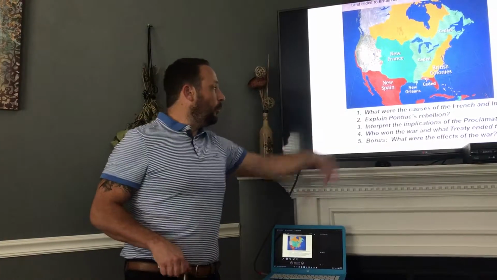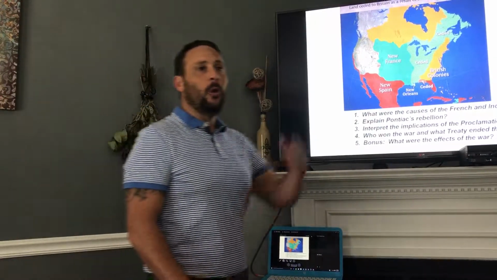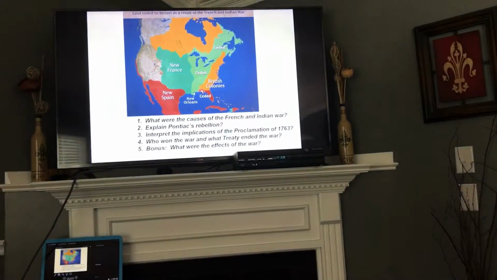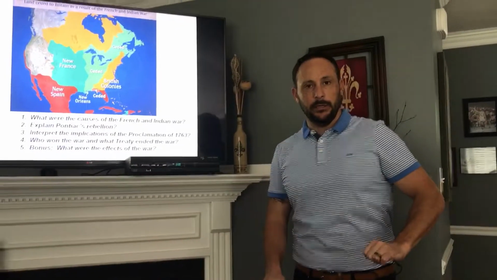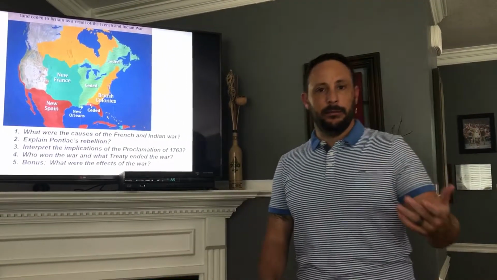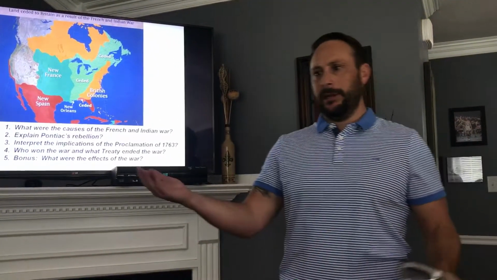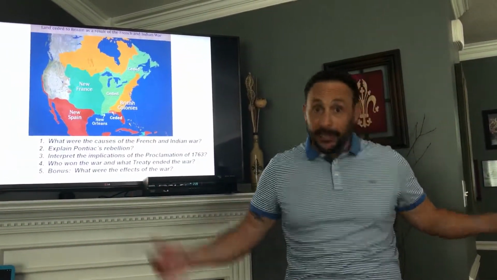Johnny, number one, what were the causes of the French and Indian War? Why did we go to war? Yes, Johnny, we went to war because of money, land, and the fur trade. All right, Missy, she pays attention. Explain Pontiac's rebellion, just in a nutshell. What was that? Do you remember? They rebelled against the British because they were treated poorly. Yeah, and the British gave them a blanket full of smallpox, right? I mean, that ain't good.